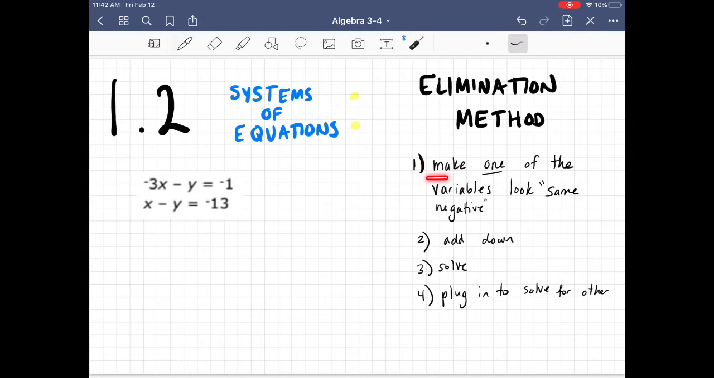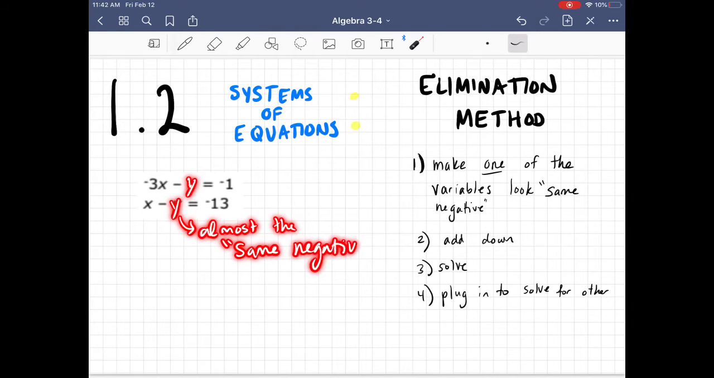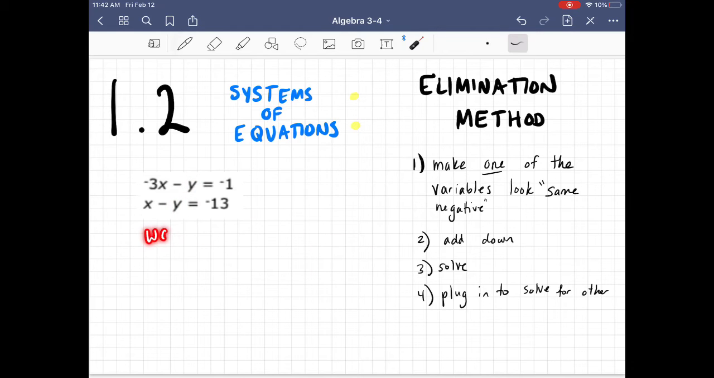So step one is make one of the variables look the same but negative. So we have a y here and a y here. They're almost the same, but they both have a negative sign. We want one to be positive and we want one to be negative. So do you see how they're both negative? We want one to be positive and one to be negative. So how can we do that?